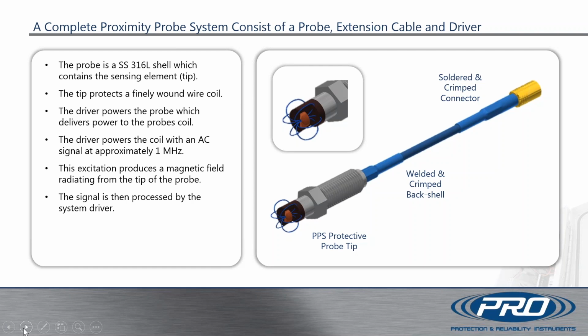As you can see on the diagram on the right-hand side of the slide, this shows the PPS protective tip that CTC utilizes to protect our coil. The diagram also shows an eddy current field being generated around that coil.